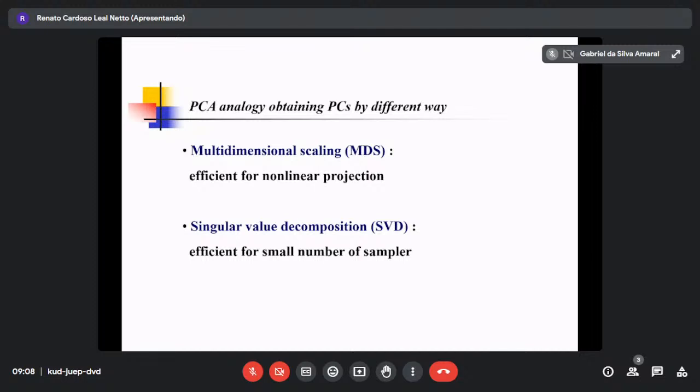It's kind of PCA, but my opinion is you don't have to use it. Nobody is using it nowadays. Instead of PCA, you can use another method, and this one is quite useful.